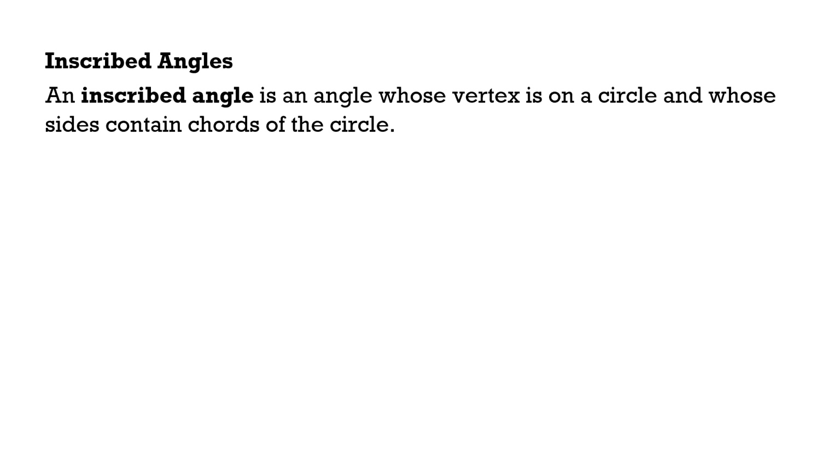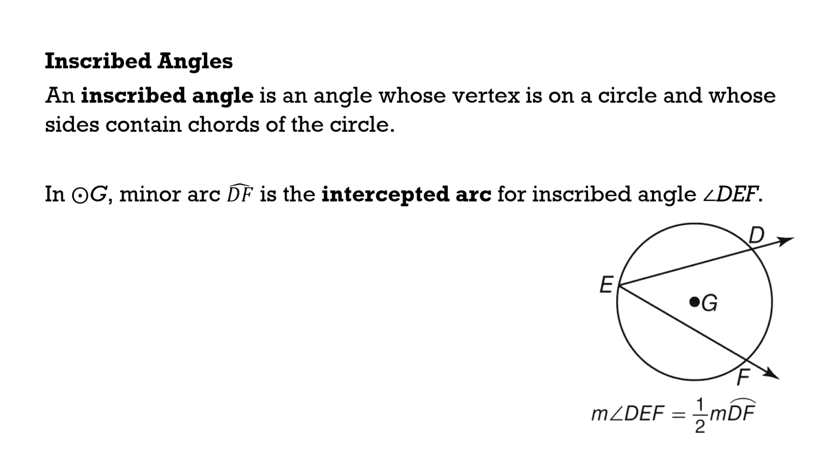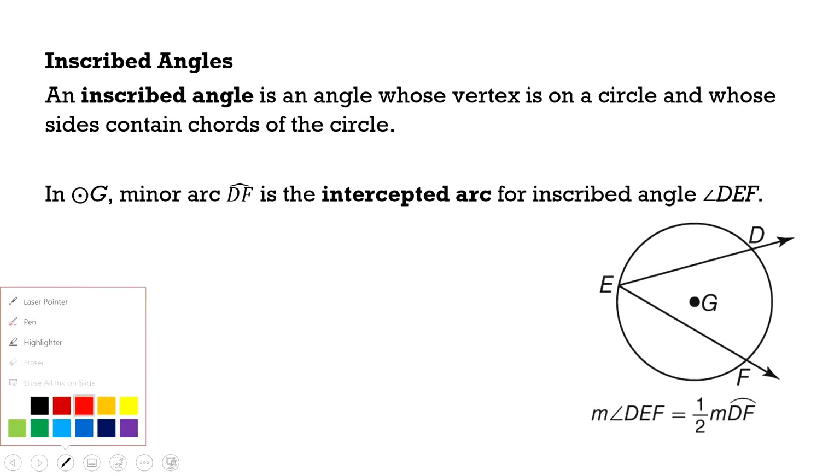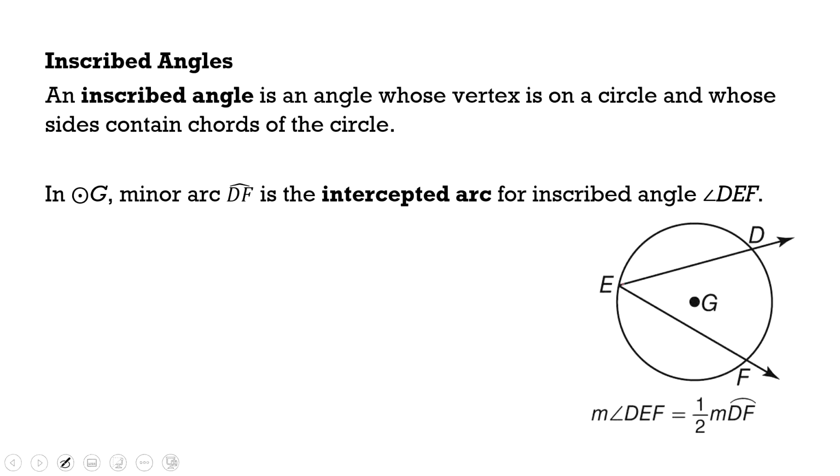So an inscribed angle is an angle whose vertex is on a circle and the sides contain chords of a circle. So basically it's like a big chunk out of the circle from one side to the other. We see our picture. We have in our circle here, circle G, the minor arc of DF is what they call the intercepted arc for the inscribed angle BEF. So the angle, the vertex at point E here, is what we're looking at to go all the way across. The sides of that angle go across to create our arc.